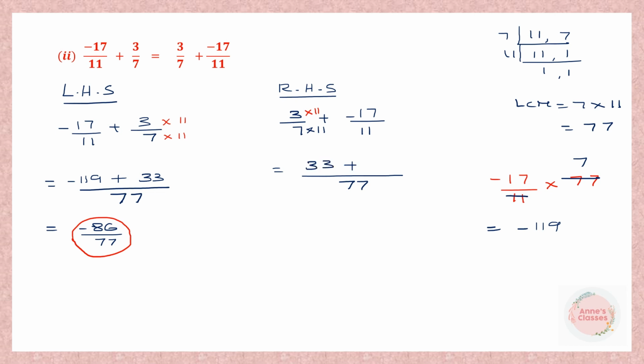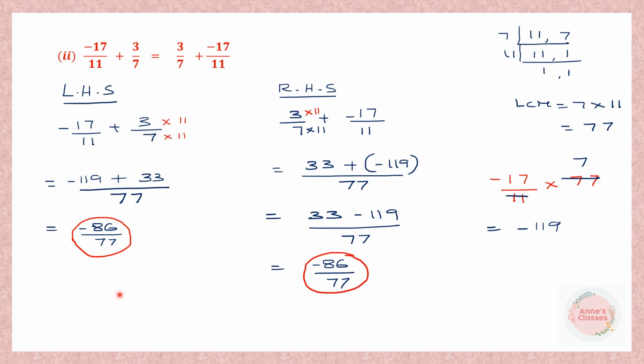Then go to the second rational number. Denominator is 11. Now we have taken this minus 17 by 11 here and we have multiplied it by the LCM 77. So when you multiply you get minus 119. So this is minus 119. Now remove the brackets. You get 33 minus 119. Signs are different. Put the sign of the bigger number and subtract. 119 minus 33 is 86 and the denominator is 77. So what's your answer on the right hand side? It is minus 86 by 77.